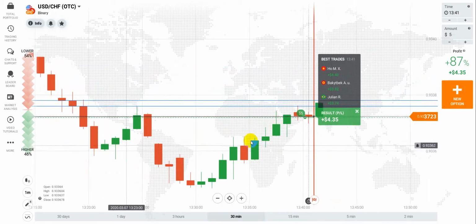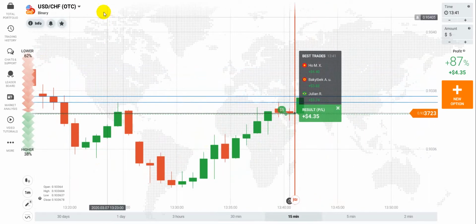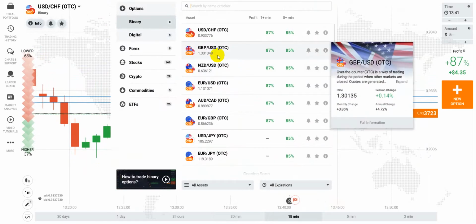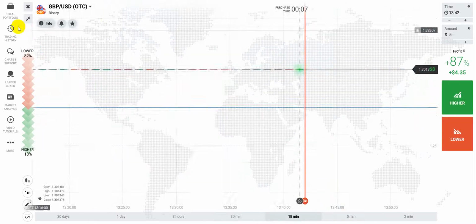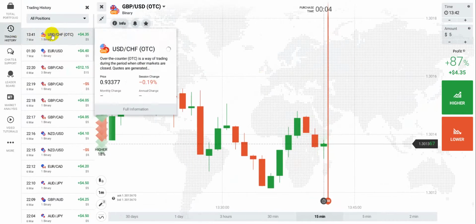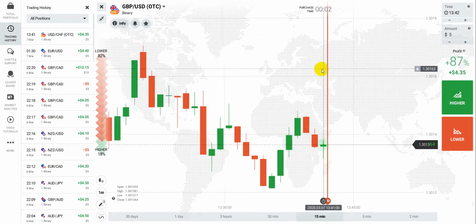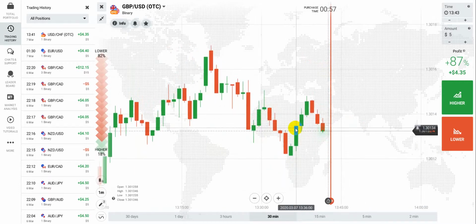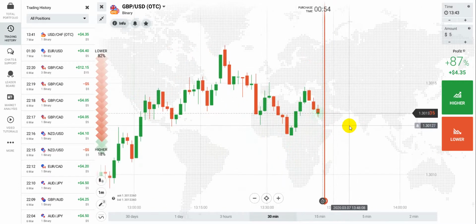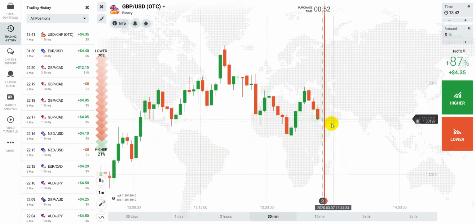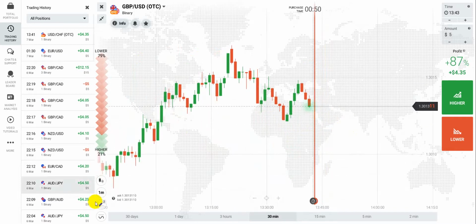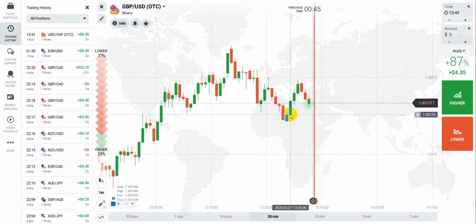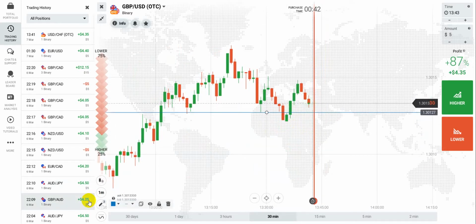And if you observe, I want to change to another pair. So this is my first trade. Today is OTC. Okay, and here, this market, there is some buyer here.